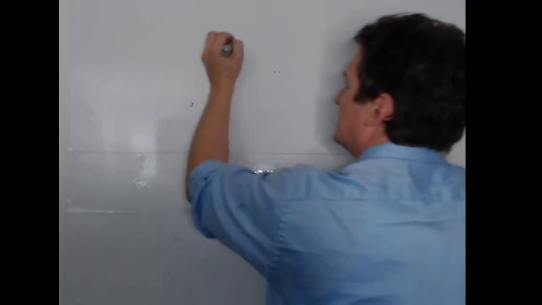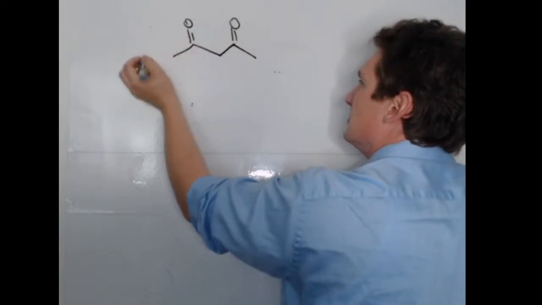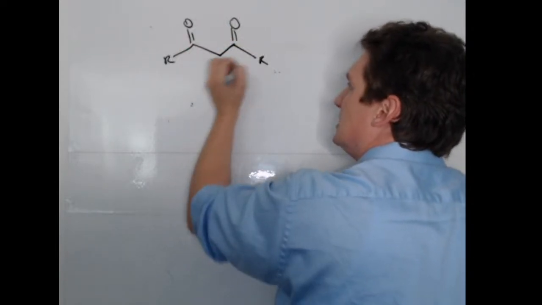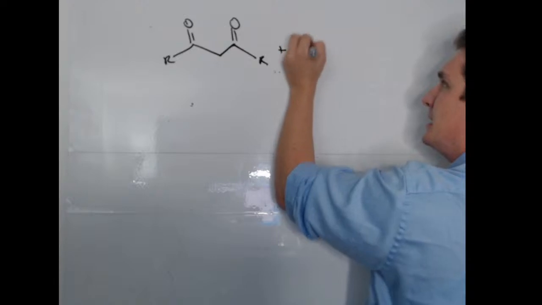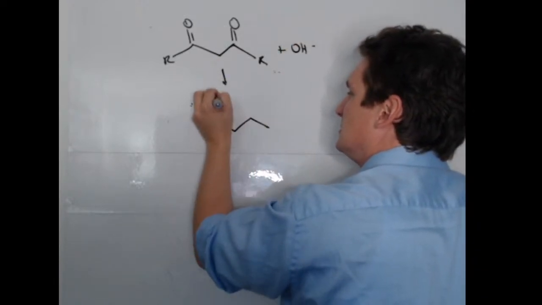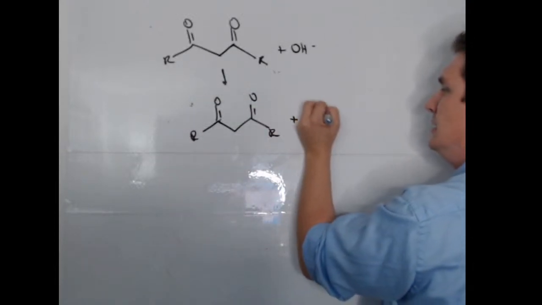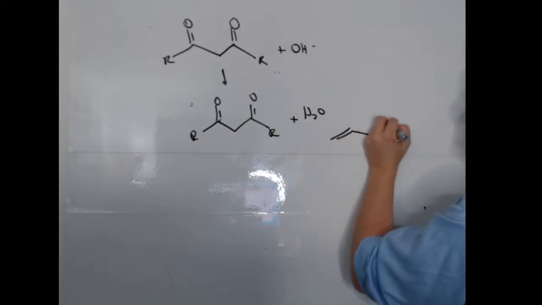So let's draw the Michael reagent again. We're going to have R and R. We're just going to keep it symmetric. So as a first pass, we had to add hydroxide. And this will end up giving us our Michael reagent. And then we're going to add to the mix an alpha beta unsaturated ketone.